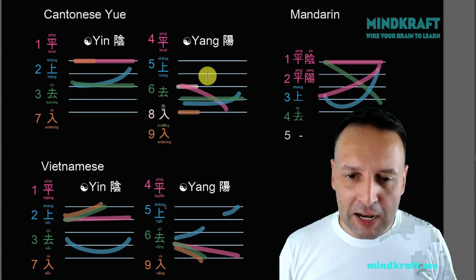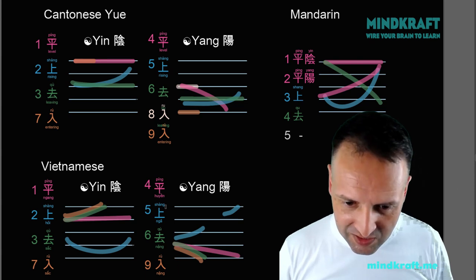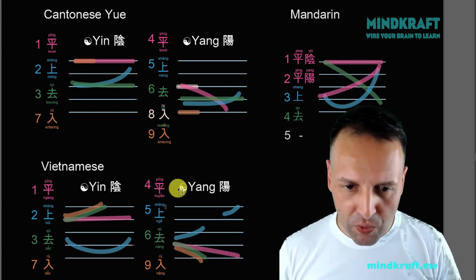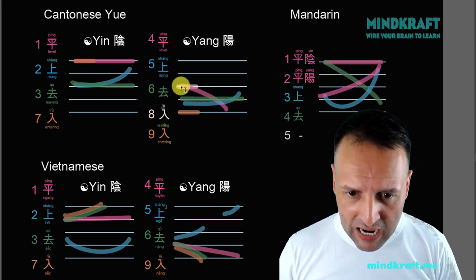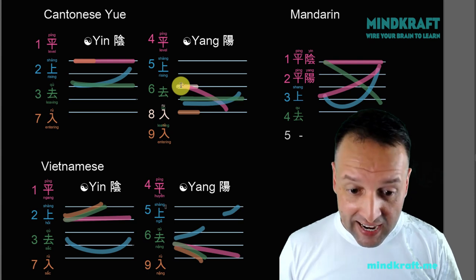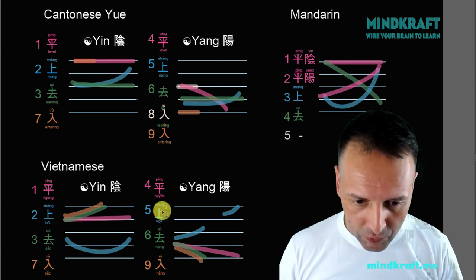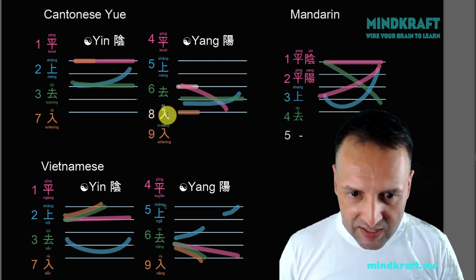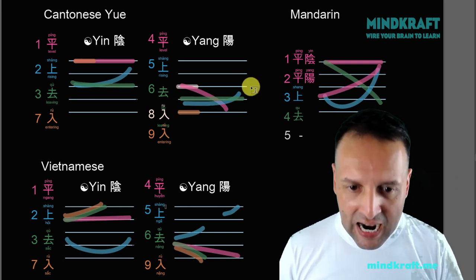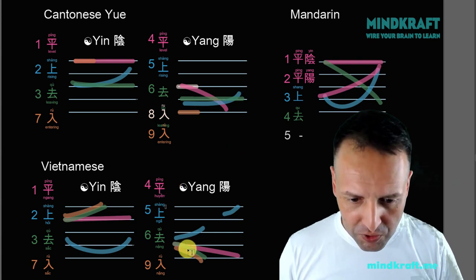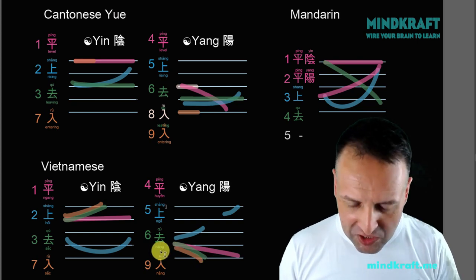And then let's have a look at Cantonese versus Vietnamese for the yang ones. So again, you can see these have all shifted down to that bottom level of the voice as well. The ping in Cantonese, ma, in Vietnamese, ma. That's the huyền tone. Then Cantonese for the yang, the low rising tone, would turn into, in Vietnamese, ma. Now, an interesting thing here, this is called the nặng tone.